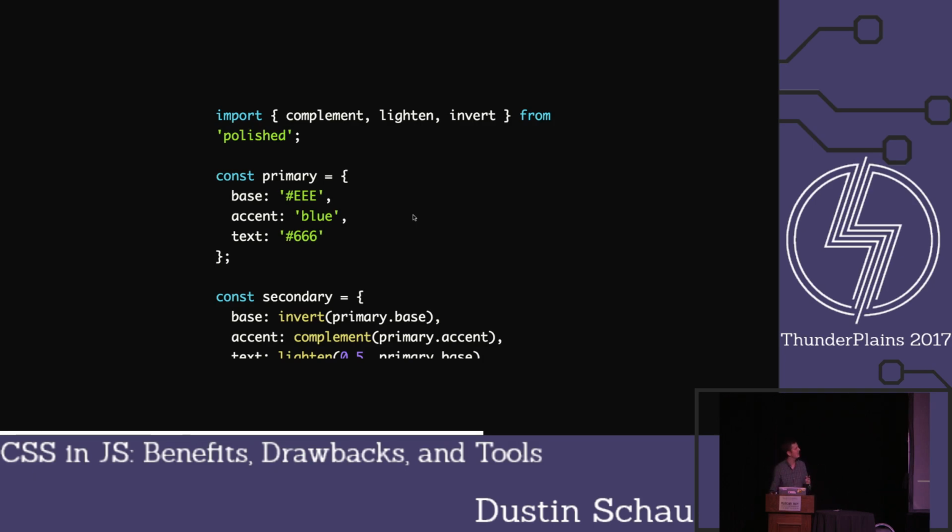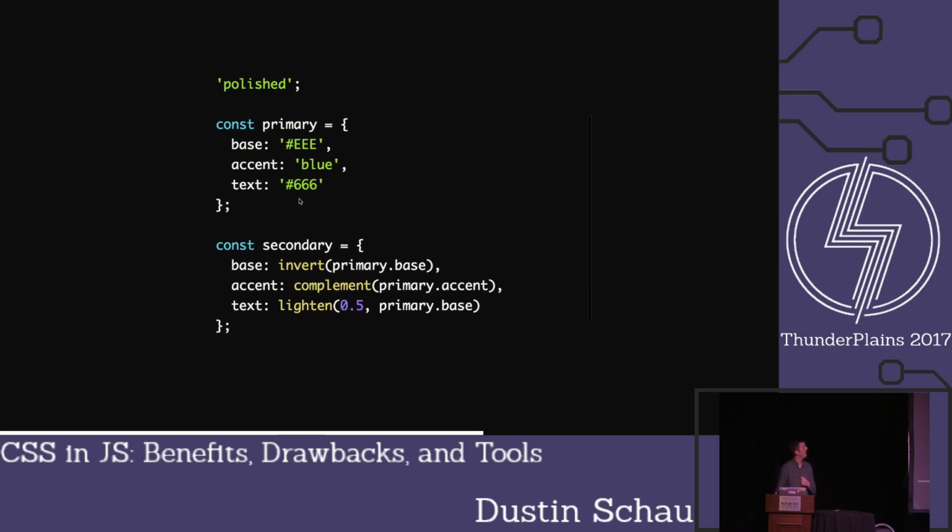So Polished, just like styled-components and Glamorous, is just a library available in NPM. And there are a number of utility methods, kind of like mixins in Sass and Less, if anyone's used those, that can then alter the passed-in colors. So we have this primary style. It's a light style. And then we also have this secondary style where we're using some of these methods. So you can see here the base is like a light white, and we can use this invert method to give us back a dark color.